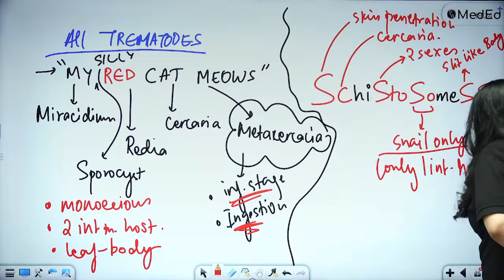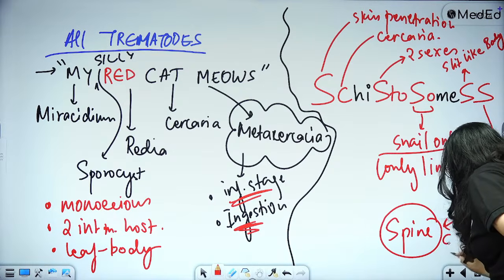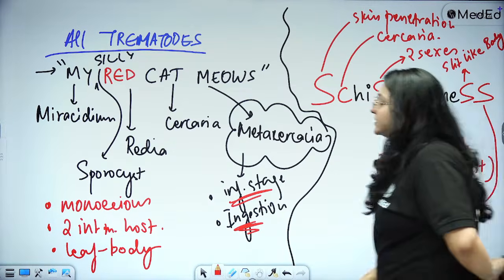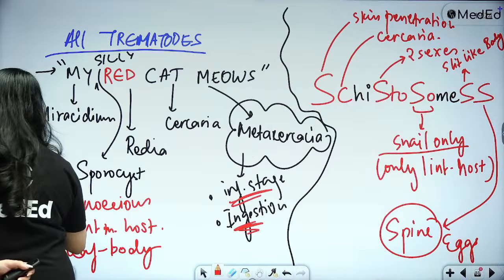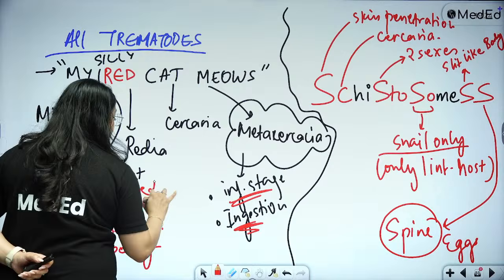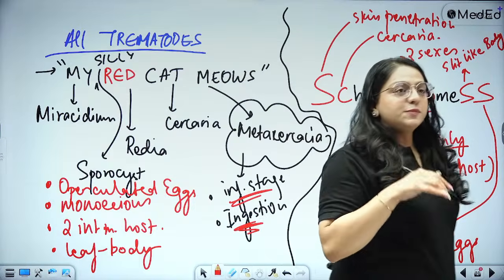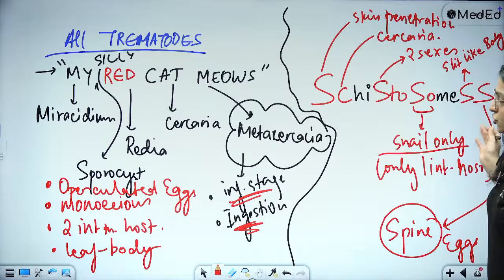Spine is there in the eggs. All trematodes have operculated eggs, whereas schistosomes don't have operculated eggs. They have a spine in the eggs. So that is the difference between all trematodes and schistosomes.